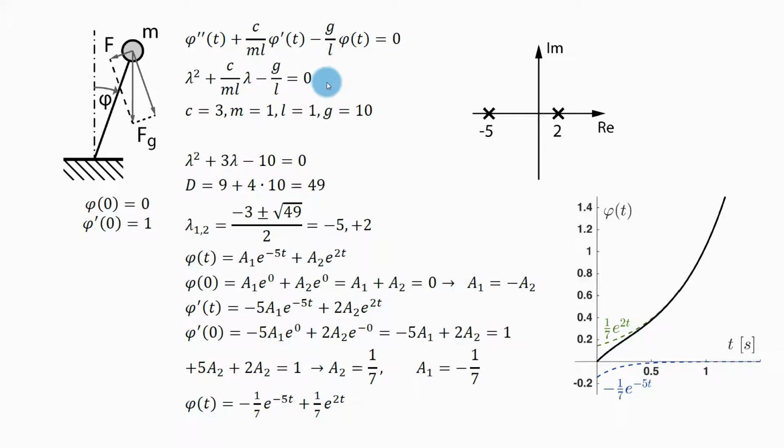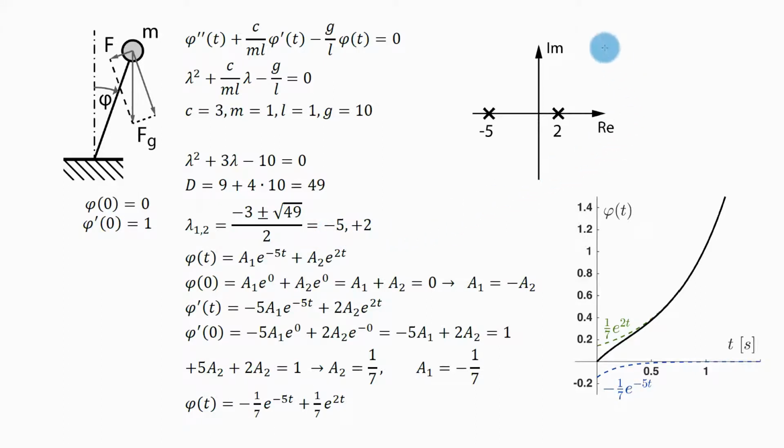Now let's solve the movement of this characteristic equation for these constants. The coefficient of friction I will set to 3, the mass I will set to 1, the length of the pendulum will be 1, and the gravity acceleration will be 10, so I'm still on Earth. In this case, with these constants, the characteristic equation will become this. The discriminant of this characteristic equation will be 49, and when you crunch the math, you can find that the roots of the characteristic equation are -5 and +2.